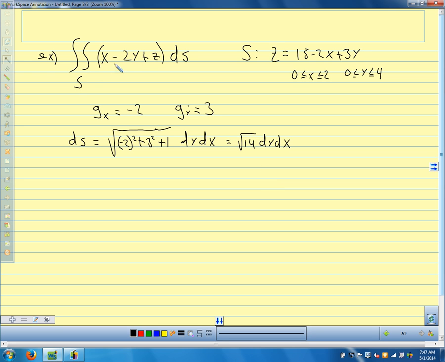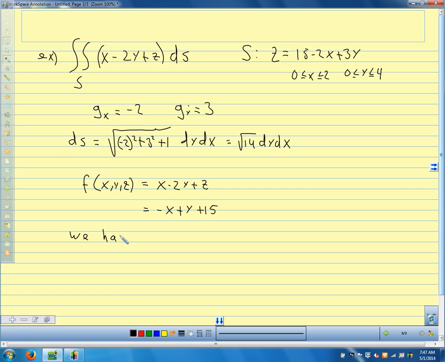And then I want to represent f, this is f of x, y, z, in terms of the surface. So we're going to say f of x, y, z is x minus 2y plus z, and I'm going to substitute this in for z. When I substitute that in for z, I get that this equals minus x plus y plus 15. So I'm just substituting this for z.